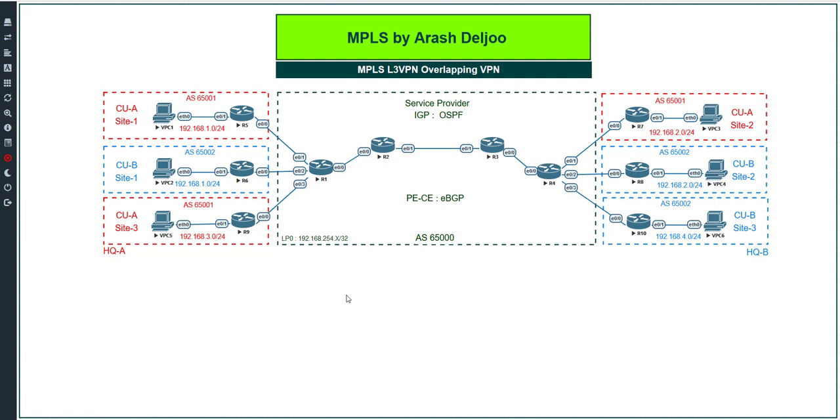Also we have another customer, customer B, the blue customer. Customer blue again has three sites, site 1, site 2 and site 3. Site 1 is one branch, site 2 is another branch, and site 3 is the headquarter. This means we have two customers. Each customer has one headquarter in site 3, and every customer has two branches, site 1 and site 2. What are the overlapping VPNs?